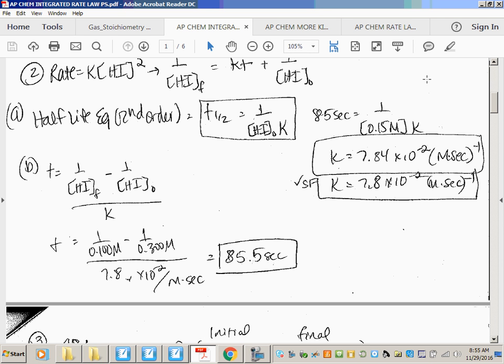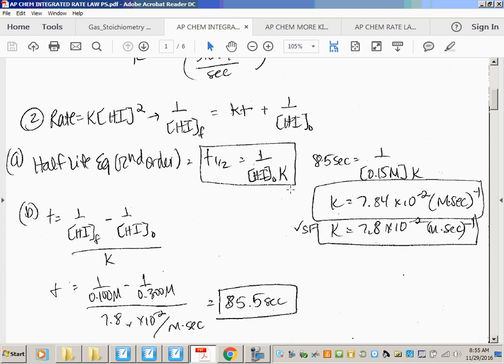So 2 says it's second order, so I wrote down the fact that it was second order, so I raised the potassium iodide to the second power. That gives me the integrated rate law of 1 over concentration final equals KT plus 1 over the initial concentration. So the half-life equation for the second order, do you guys have this memorized? 1 over concentration times K.